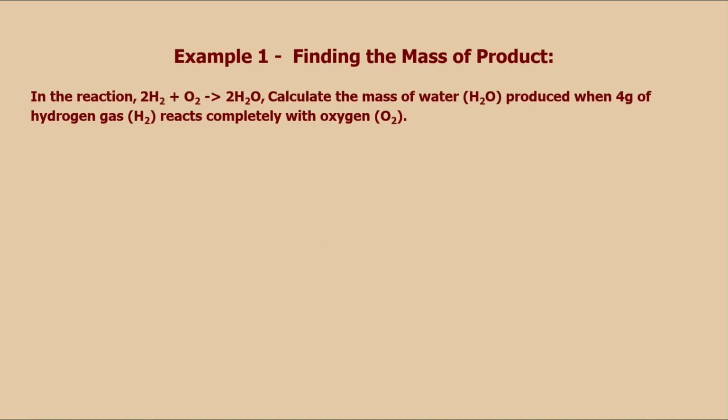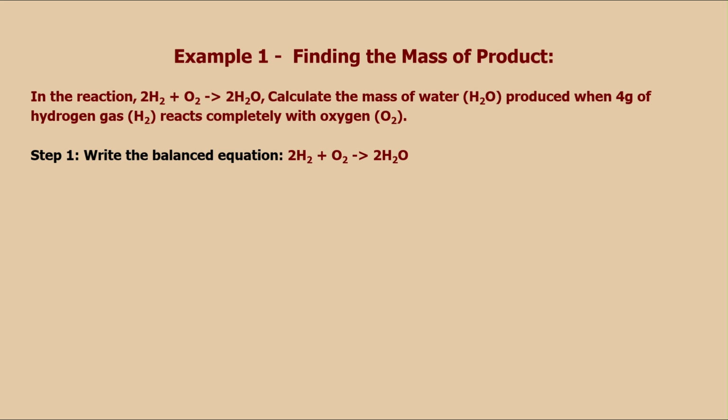Example 1. Finding the mass of the product. In this reaction, 2H2 plus O2 produces 2H2O. Calculate the mass of water, H2O, produced when 4 grams of hydrogen gas, H2, reacts completely with oxygen, O2. Step 1. Write the balanced equation. Here is the equation. 2H2 plus O2 produces 2H2O.